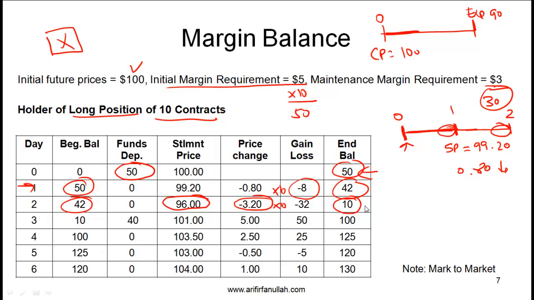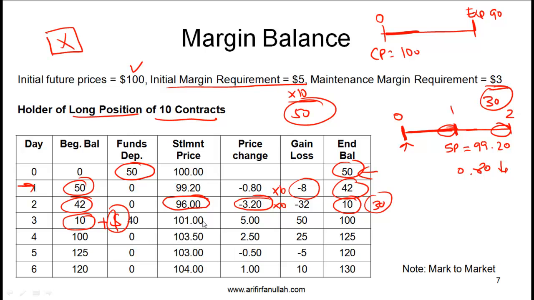So this obviously is below the maintenance margin. The maintenance margin, remember, is 30. Since your balance now at the beginning of day 3 is below the maintenance margin, you need to add some money. How much must you add? You must add $40 so that you come back up to the initial margin of 50. So for a 10 contract position, the money in your account needs to come back up to 50. So you add $40 and you are up to 50.